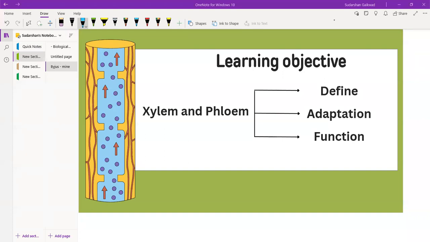So in this class, we will learn about the definition, adaptation, and also function of these specialized tissues in the plants that are xylem and phloem.